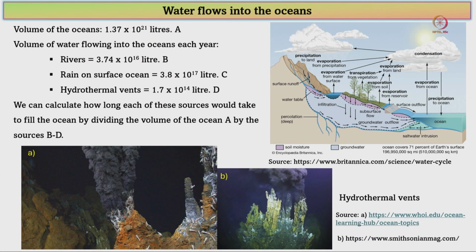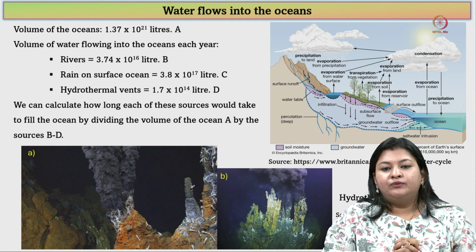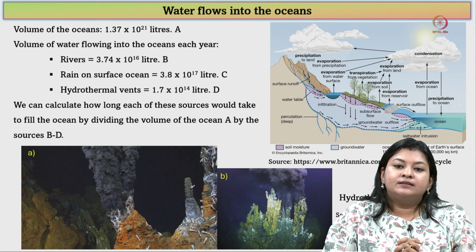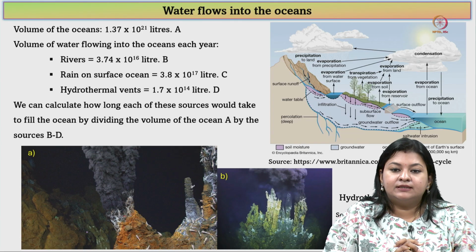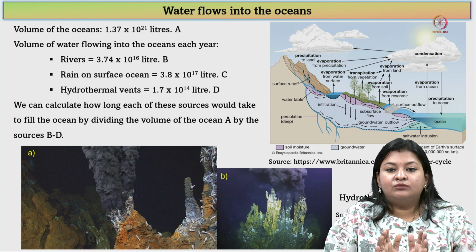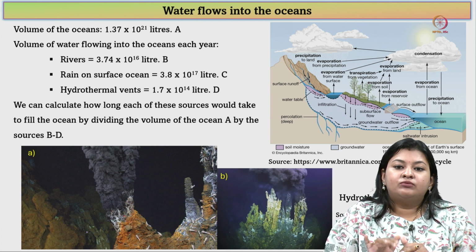So, let us look into a few numbers first. As I say every time, when we are going to understand the chemistry, we first need to understand where this water is coming from. Let us just make this ocean empty. If I have to make the ocean empty, where will this water come from?